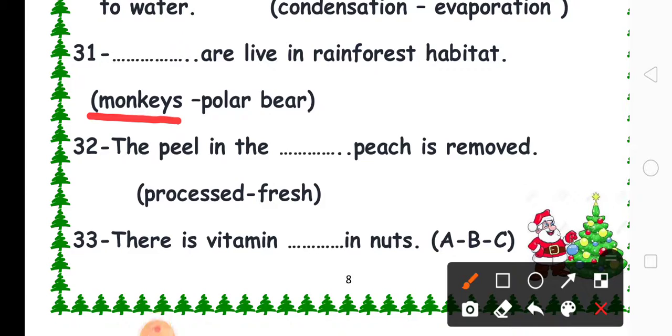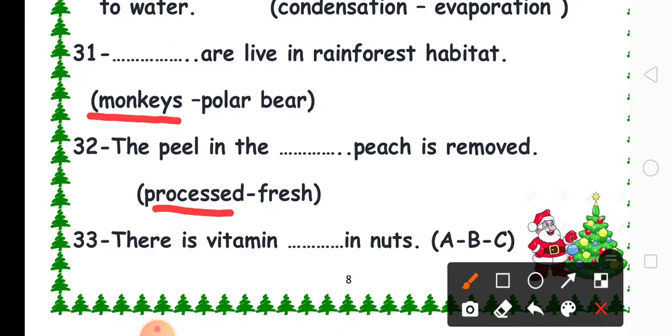The peel in the which peach is removed? Yes, we have two types: processed peach or fresh peach. The fresh peach has natural sugar. The peel has a lot of nutrients, but the processed peach has extra sugar and the peel is removed, so lots of nutrients are lost.